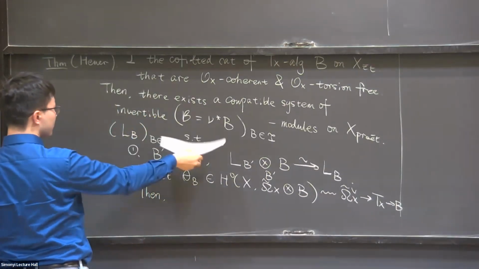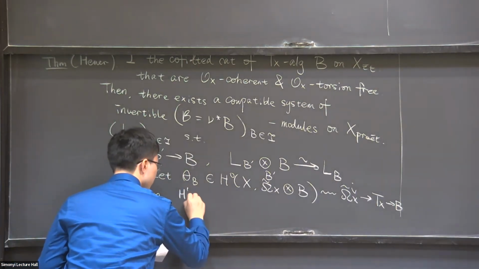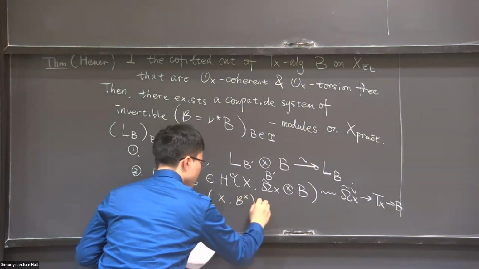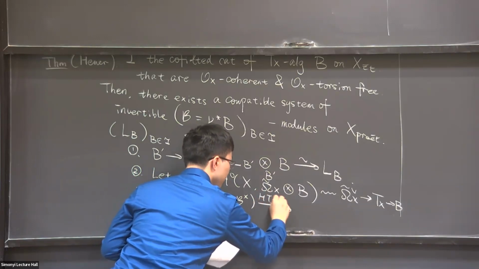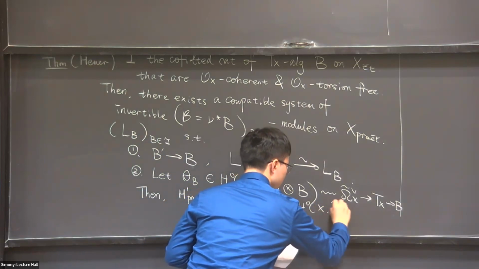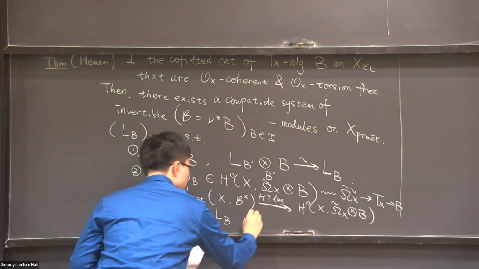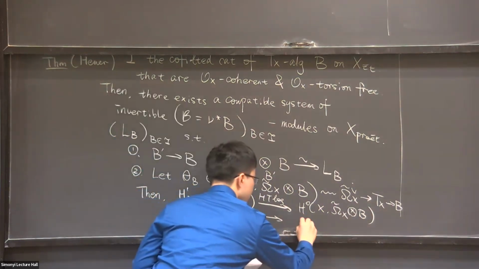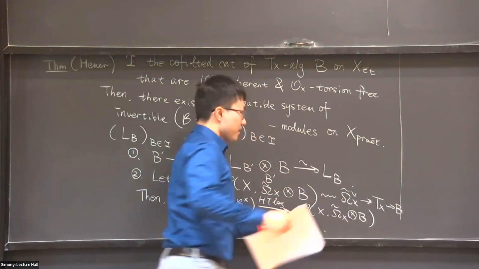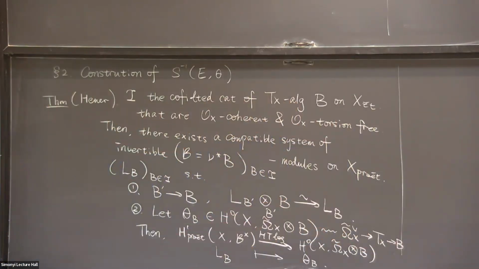Then those invertible modules satisfy the following condition: if I consider the Hodge-Tate log map, it will map the isomorphism class of LB to theta B. Any question for this statement of the theorem?